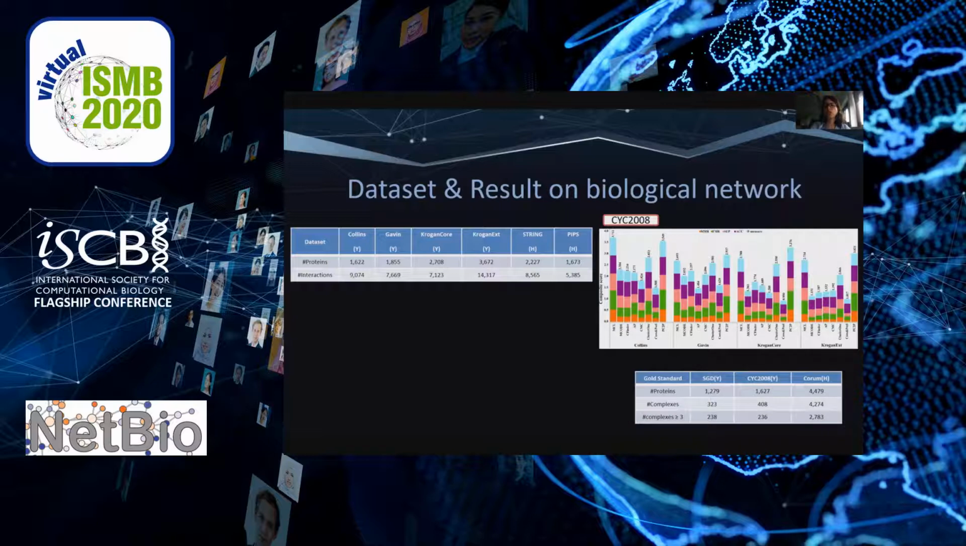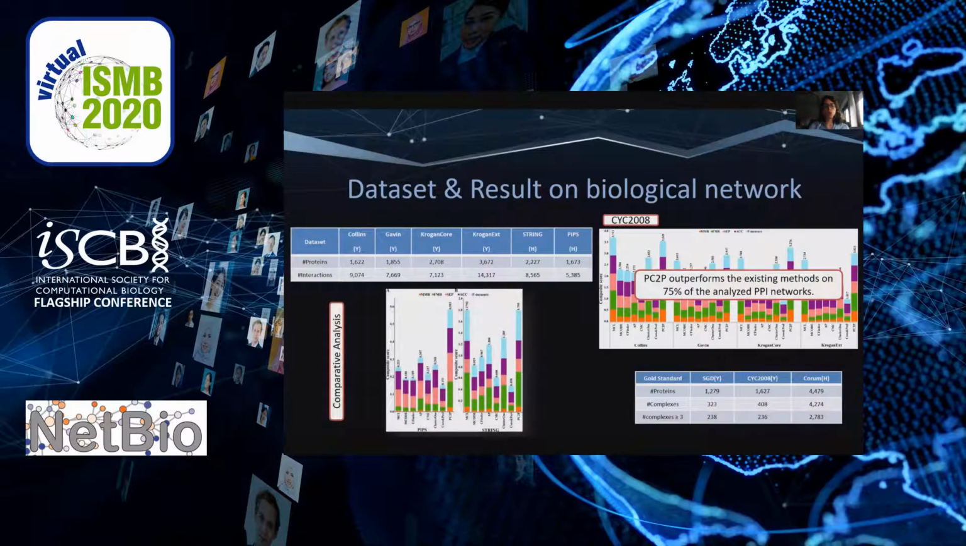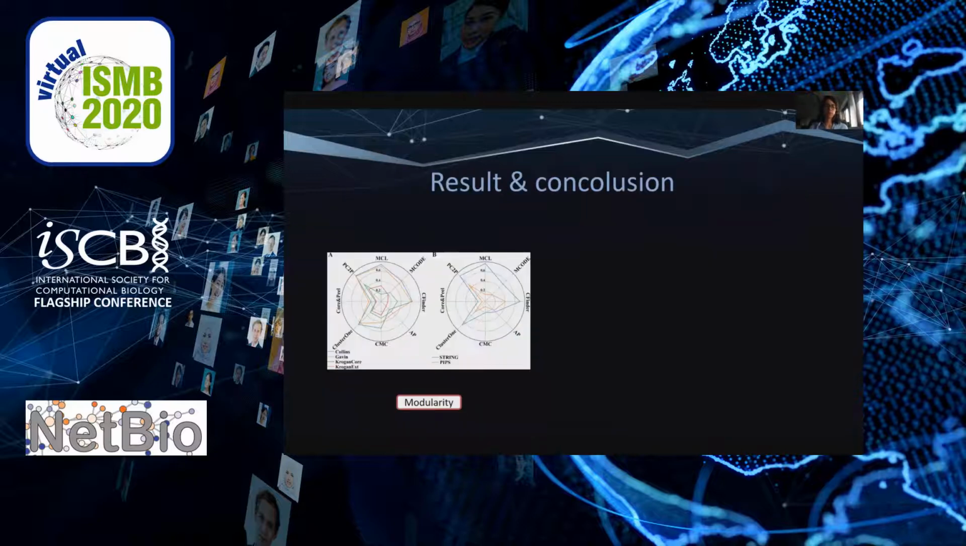Due to the time limitation, I only show you part of the results. As you can see, we always have the highest maximum matching ratio and fraction matched across all data sets. And PC2P also outperforms the existing methods on 75% of the analyzed data sets. In human, PC2P shows the highest composite score for both the PIPS and STRING datasets.